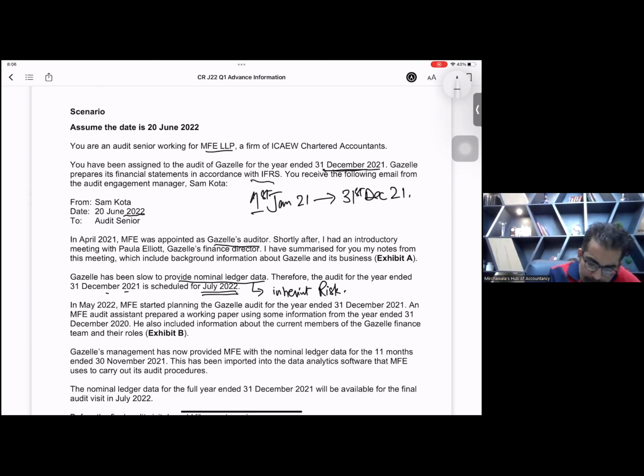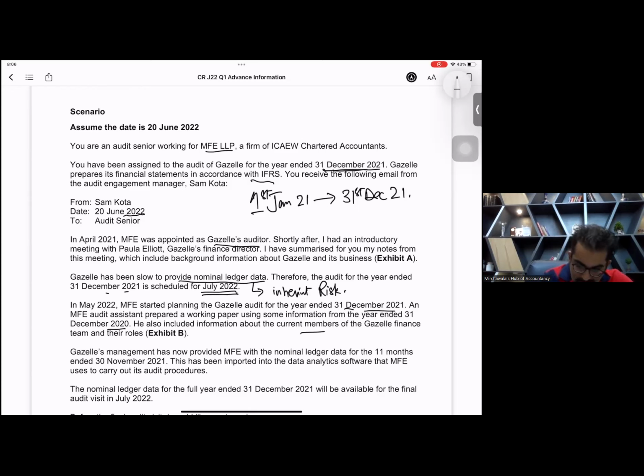In May 2022, MFE started planning the Gazelle audit for the year ended 31st December 2021. An MFE audit assistant prepared a working paper using some information from the year ended 31st December 2020. He also included the information about the current members of the Gazelle Finance. Okay, now this is general discussion, not specific.